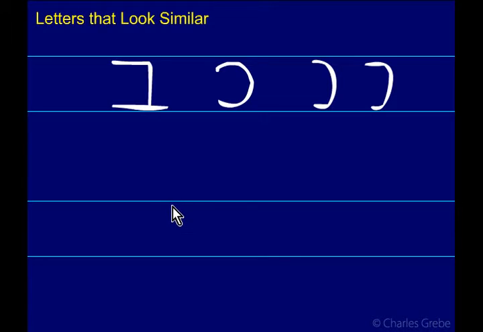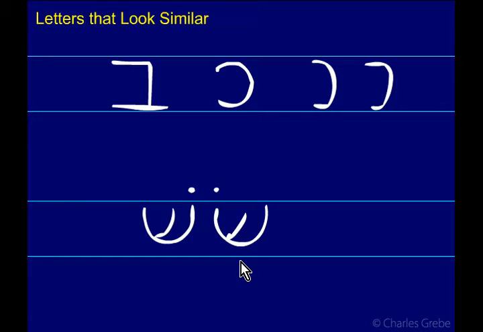Another pair are the Sin and Shin, and I'm going to write them this way for a reason. Here's the Sin, and here's the Shin. So the Sin has the dot on the left, the Shin has the dot on the right. How do you distinguish these things? How do you remember them?